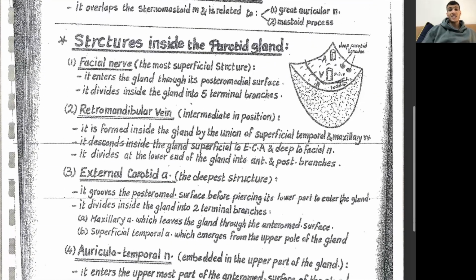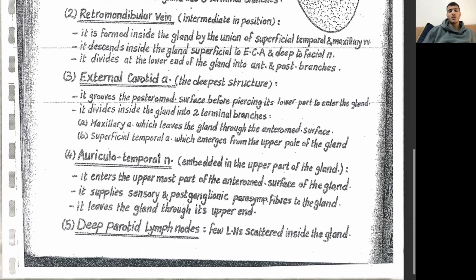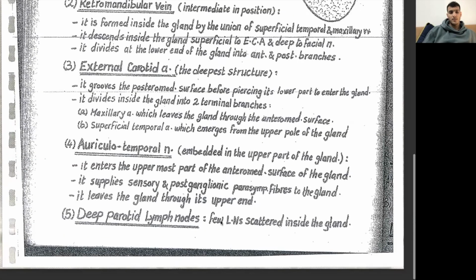Okay, structures inside the parotid gland. You have the facial nerve, of course, the most superficial structure. It enters the gland through its posterior medial surface and divides inside the gland into 5 terminal branches, as I mentioned right here. That's what I was talking about. You have the retromandibular vein, the external carotid artery, auriculotemporal nerve, and the parotid lymph nodes.